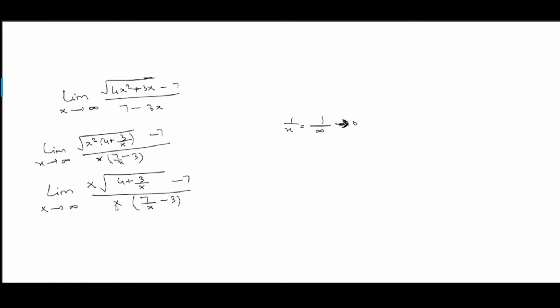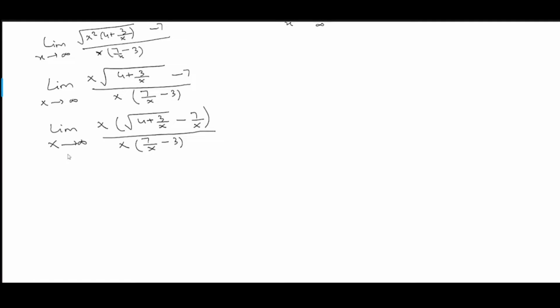Okay. I cannot cancel this x because this is minus 7. Then what I do is multiply and divide this 7 by x. So I would have square root of 4 plus 3 by x minus 7 by x, by x into 7 by x minus 3. Now we can cancel out the x's in numerator and denominator. So now what I have is limit x tends to infinity and square root of 4 plus 3 by x minus 7 by x, by 7 by x minus 3.